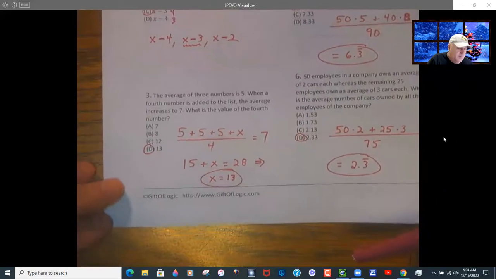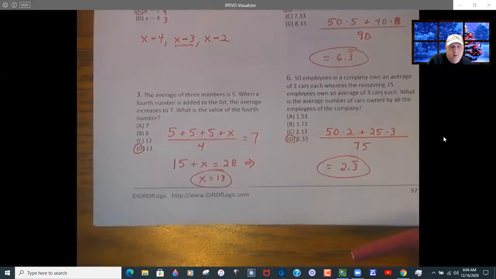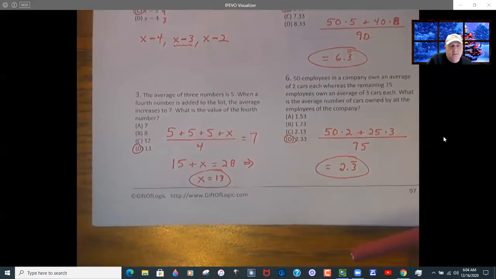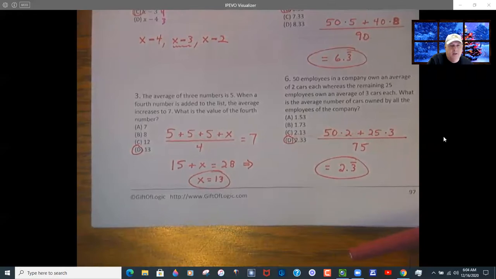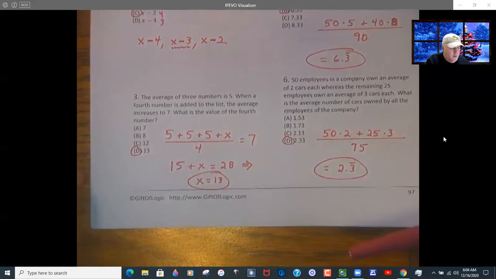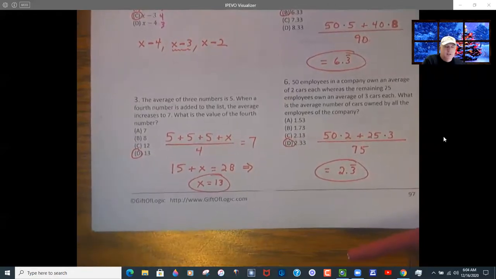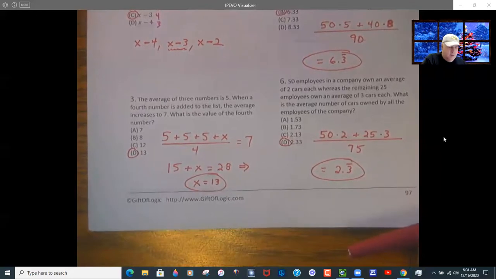Problem 3, the average of 3 numbers is 5, so why not just call them all 5? What does the next one have to be to make 7 your average? Well, that's a pretty big jump, actually. And so that next one is going to have to be a 13 to do it.